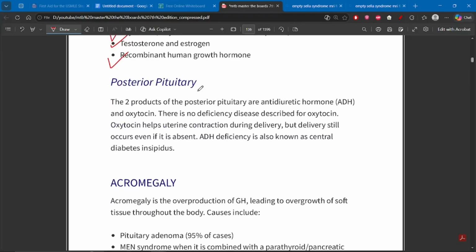Posterior pituitary. The two products of the posterior pituitary are ADH and oxytocin. There is no deficiency disease described for oxytocin, but oxytocin provides uterine contraction during delivery. But delivery still occurs even if it is absent, so it's not the most important part, but still very important. ADH deficiency is also known as central diabetes insipidus, so we have to keep that in mind.